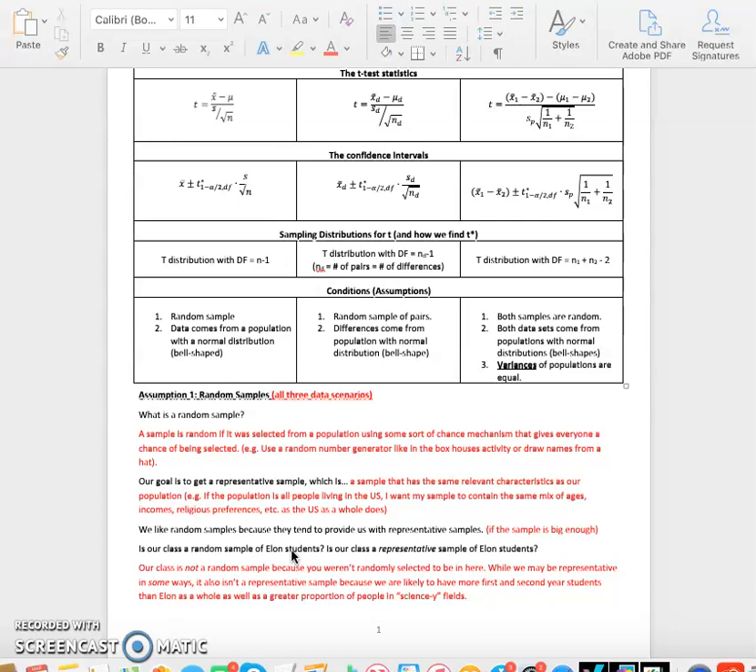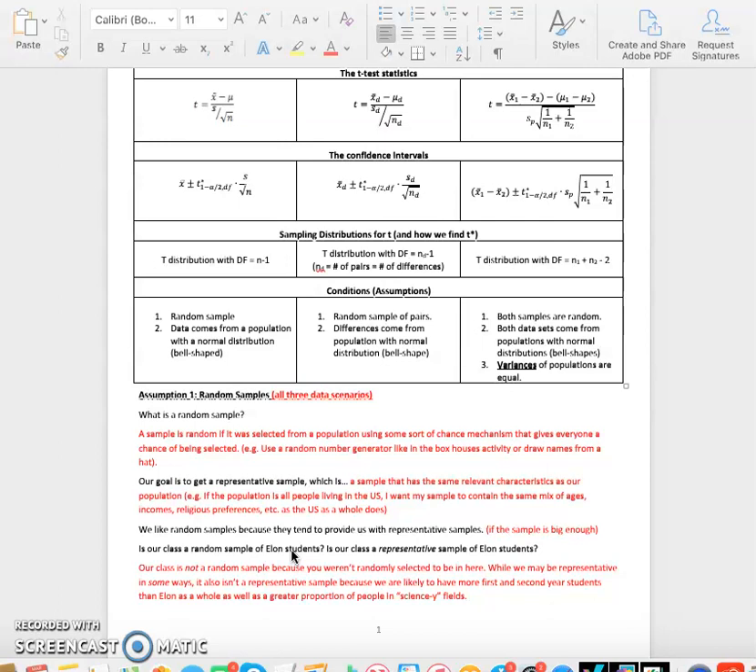And if we go a little further and we say, okay, well, our class isn't a random sample, but is it a representative one? We still realize that probably not. In some ways, we might seem representative. We do have students from all 4 years. We do have students from lots of different majors and things like that, but probably not in the same proportions as Elon as a whole.